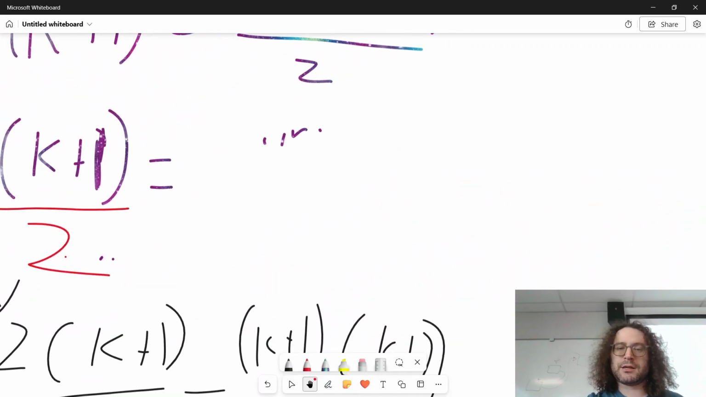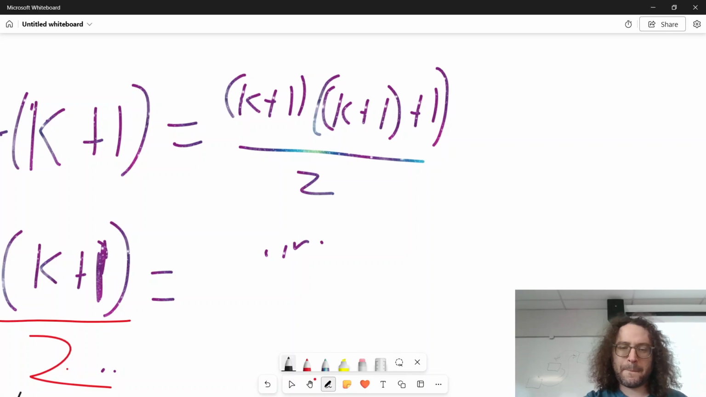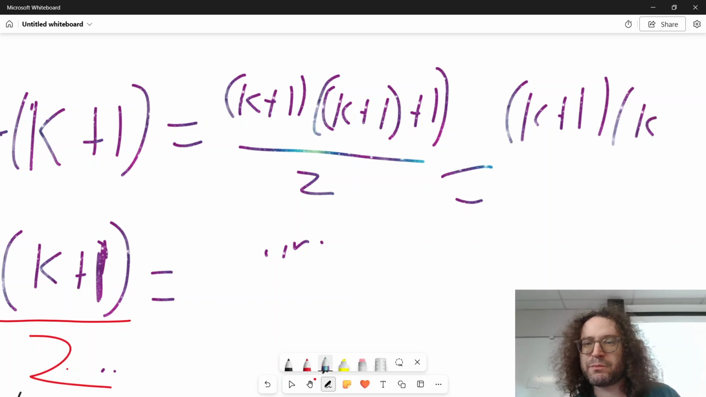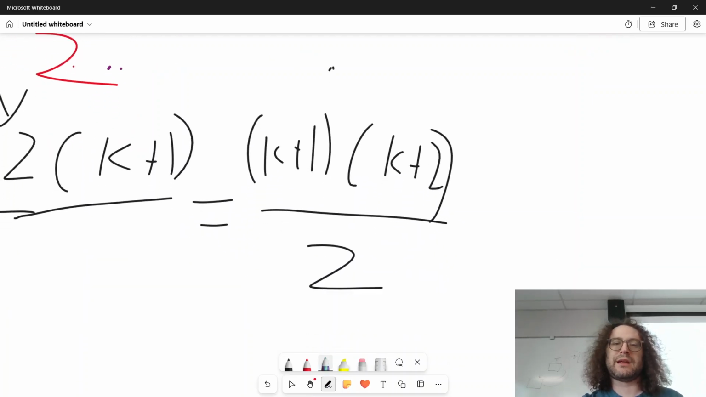Now if we look over here, let's go ahead and simplify this out now. k plus 1 times k plus, and let's break those parentheses apart so that we can add those ones together. k plus 1 times k plus 2 over 2. And that's the same as what we have over here.